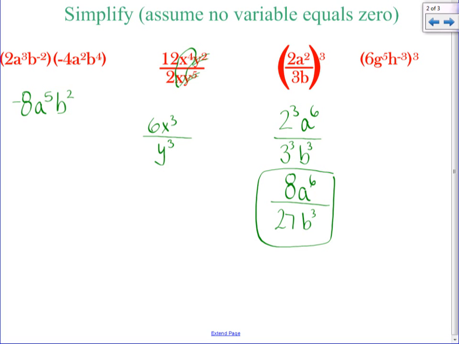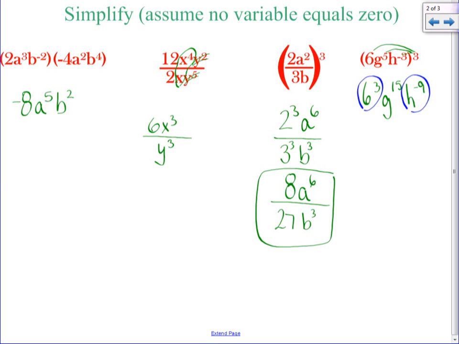Okay, we need to take everything to the 3rd power. So we need 6 to the 3rd, g to the 15th, h to the -9. Okay, 2 things to do. We need to write what this number is, and then what happens to the h? It moves. Anytime you have a negative exponent, it's going to move either to the top or the bottom, opposite of where it's at right now.